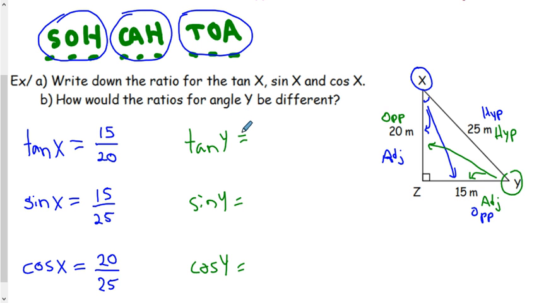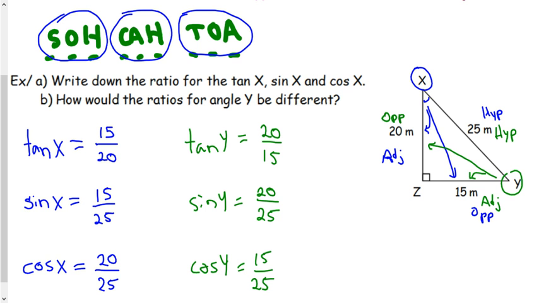So tangent, again, is opposite over adjacent. The opposite side is 20. The adjacent side is 15. Sine is opposite over hypotenuse. So the opposite side is 20. The hypotenuse is 25. Cosine is adjacent over hypotenuse. So the adjacent side from angle y is 15. The hypotenuse is 25.